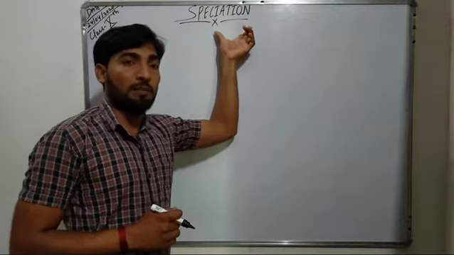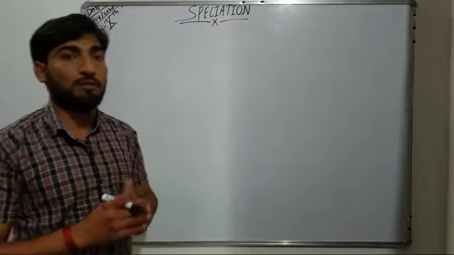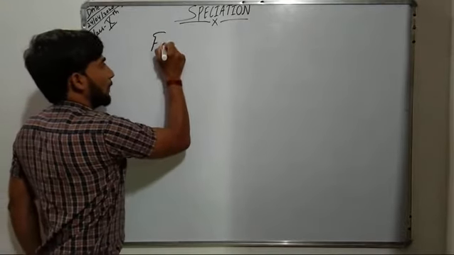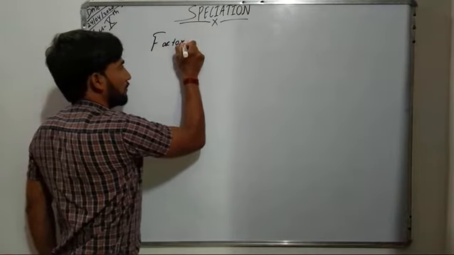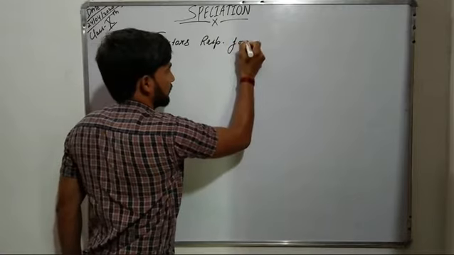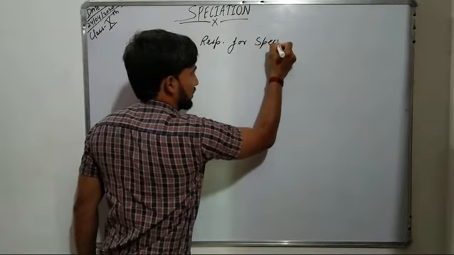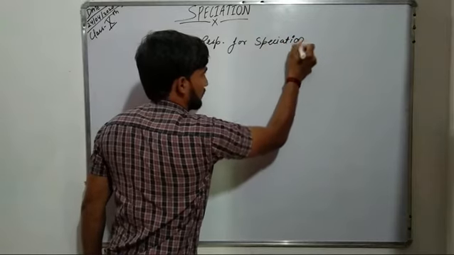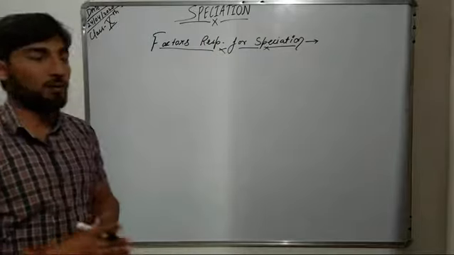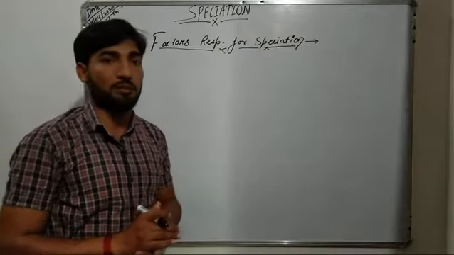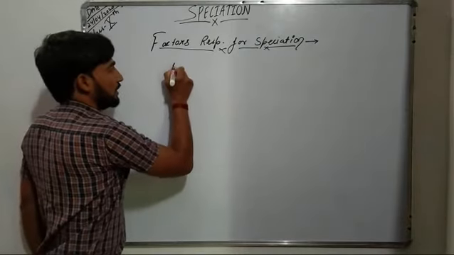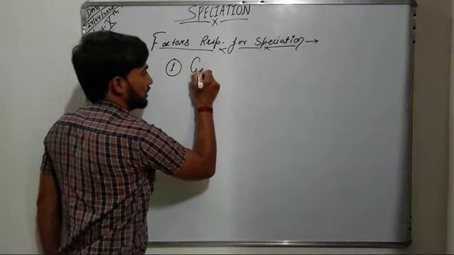So what can be the different factors which are responsible for speciation? Now we will discuss these factors responsible for speciation. The main factor that is responsible for speciation, we have already told, is reproductive isolation. The first factor which is responsible for speciation is geographical isolation.